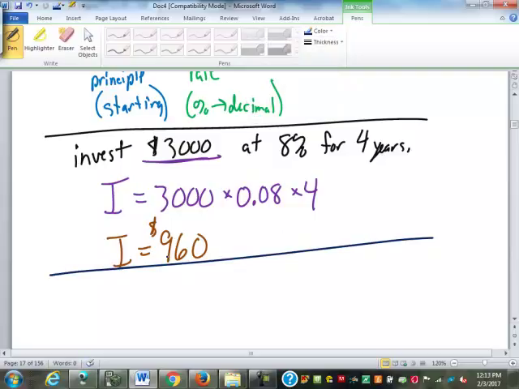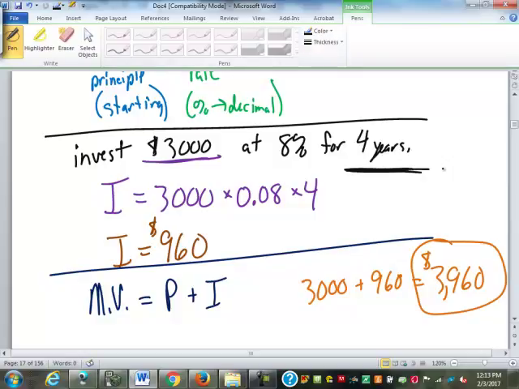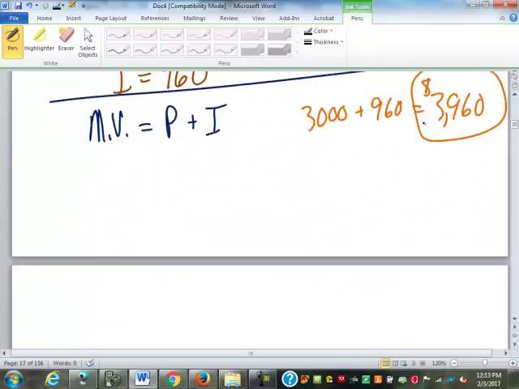The maturity value, or the ending balance, MV, is equal to the principal plus the interest. So for this one, that's going to be the 3,000 plus the 960. So at the end of your 4 years, you have $3,960. They generally do not use simple interest for things that are 4 years long. Usually they only use simple interest for things that are less than a year, usually less than 6 months even.